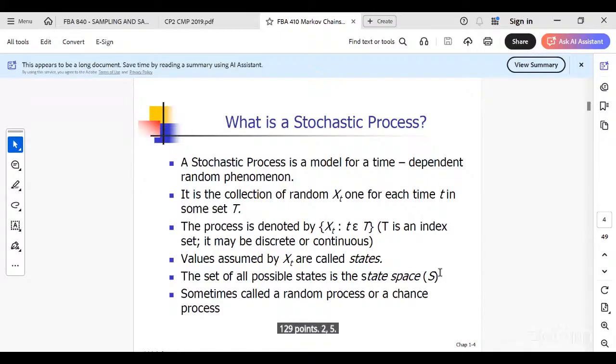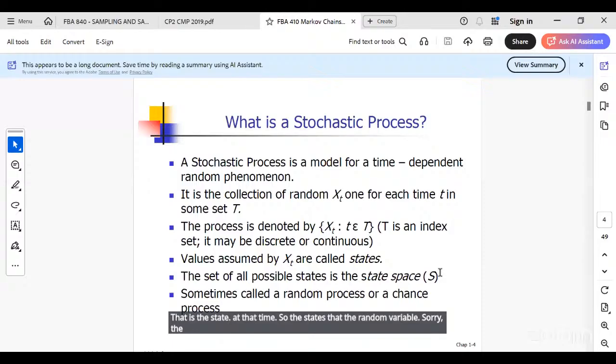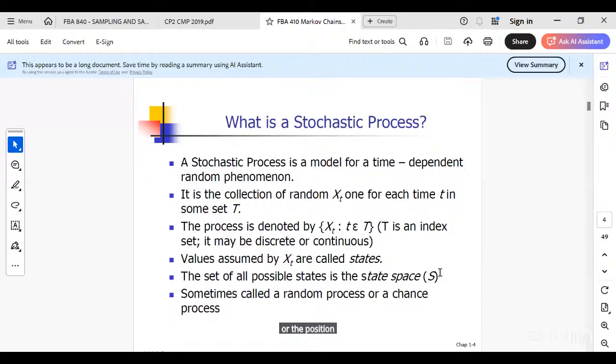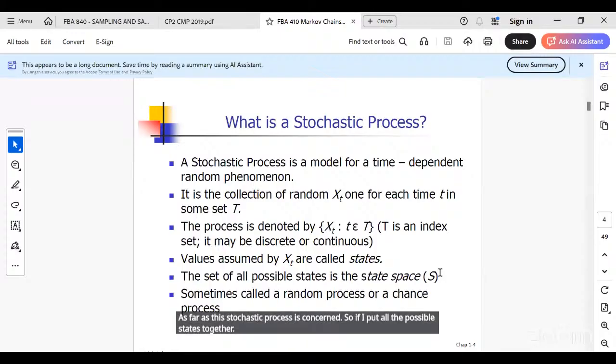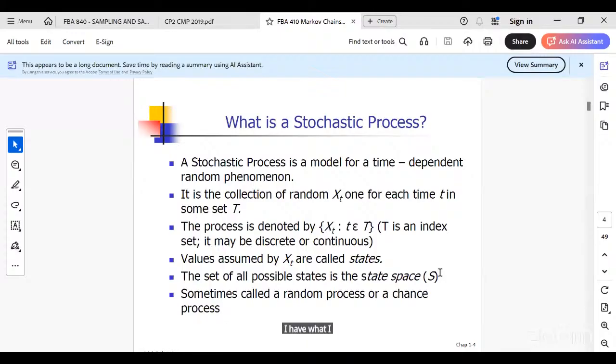That is the state at that time. So the state that the random variable takes, the value or the position, is called the state as far as this stochastic process is concerned. If I put all the possible states together, I have what I call the state space, just as you have the sample space. Sample space is the set of all possible outcomes of a random experiment.